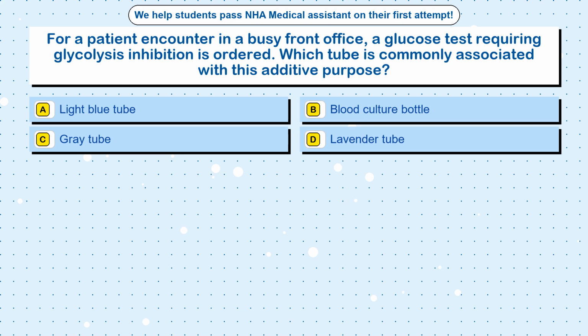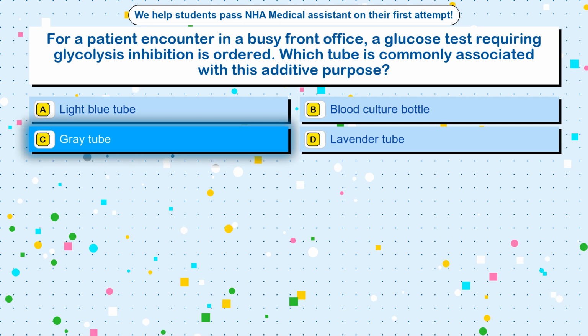Question 10. For a patient encounter in a busy front office, a glucose test requiring glycolysis inhibition is ordered. Which tube is commonly associated with this additive purpose? Option A, light blue tube. Option B, blood culture bottle. Option C, gray tube. Option D, lavender tube. The correct answer is option C, gray tube.